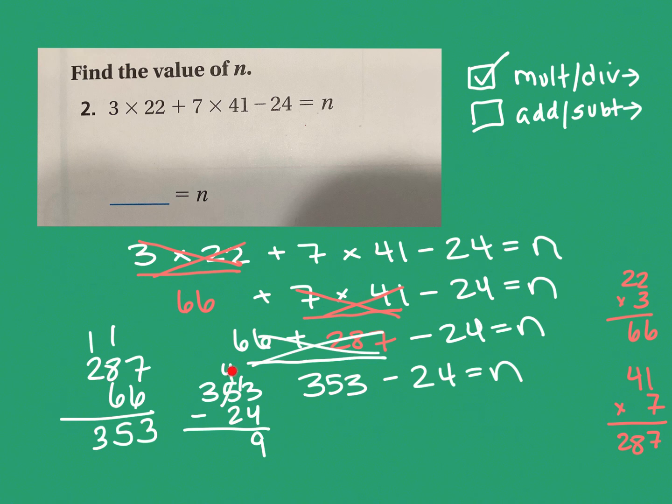4 subtract 2 I'm able to do, that's 2. And 3 subtract nothing is 3. N is equal to 329. And that's how you do that.